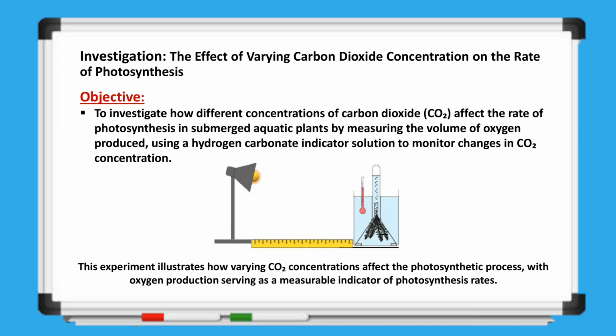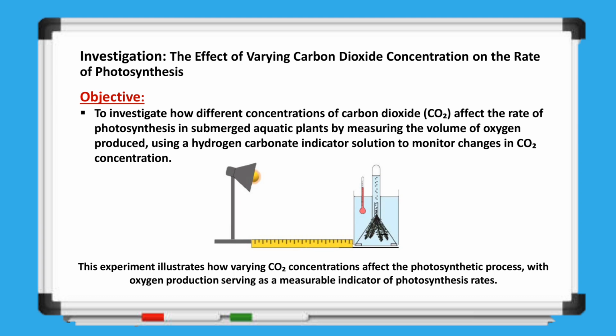So the focus is on how increasing or decreasing the amount of carbon dioxide can influence how quickly or efficiently the plant carries out photosynthesis. And, talking about the objective of this investigation, the aim here is to see how different amounts of carbon dioxide affect the rate at which the plant produces oxygen.